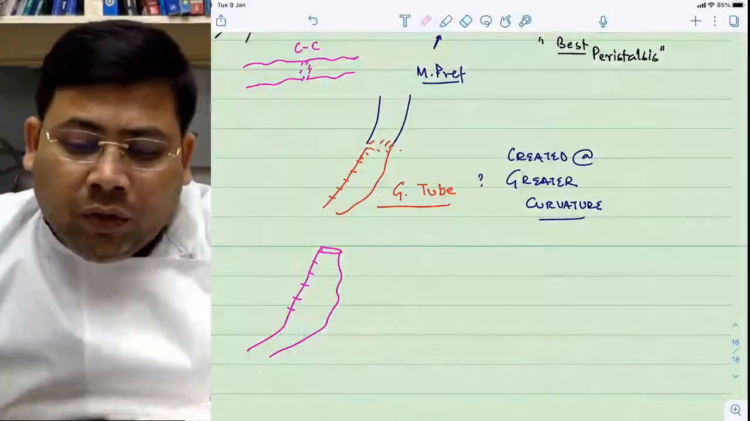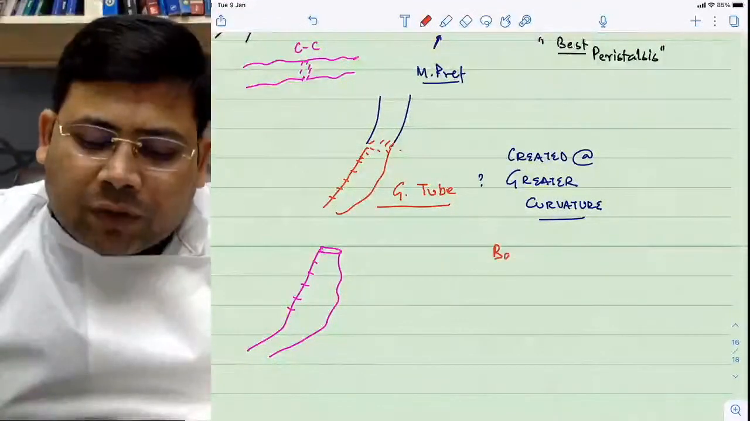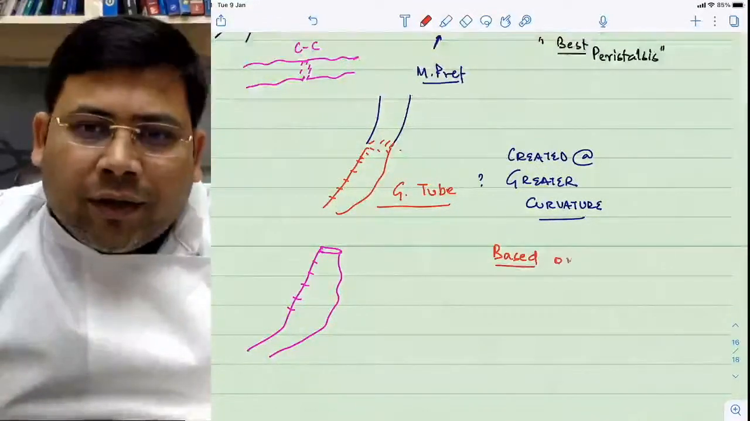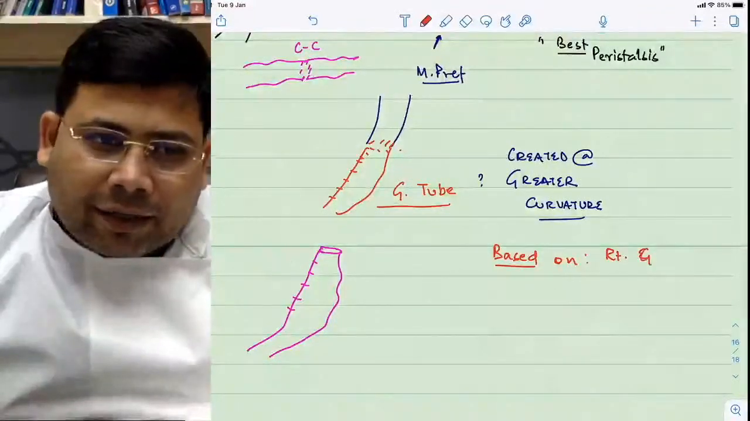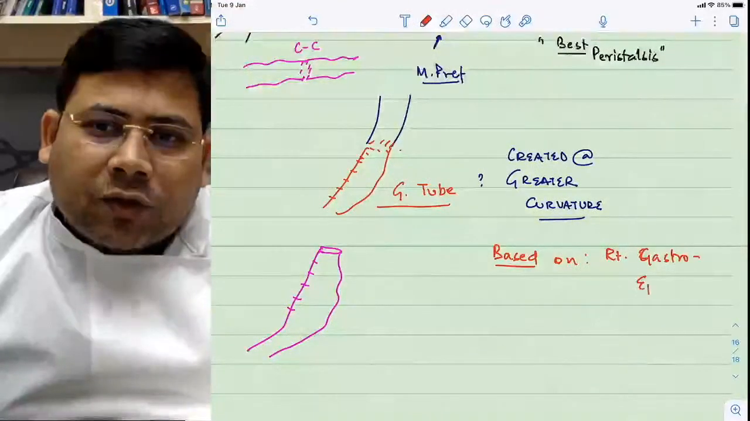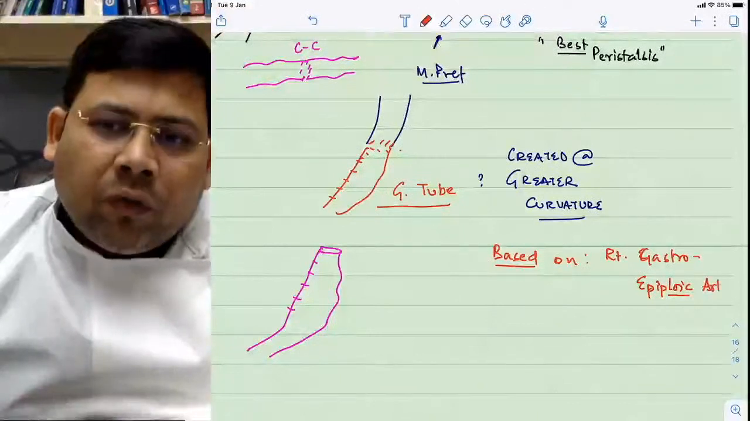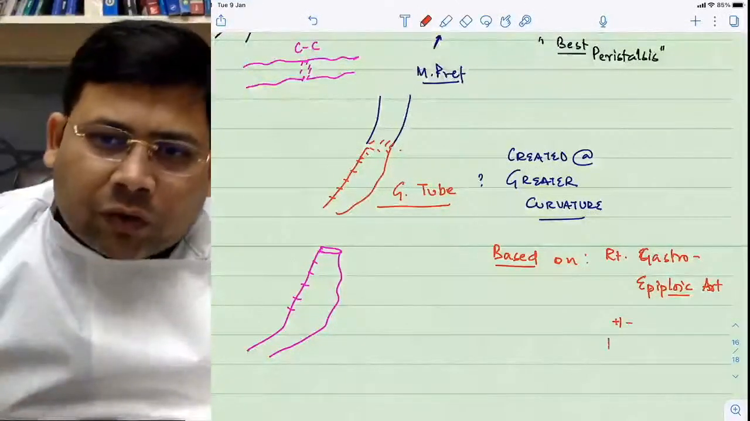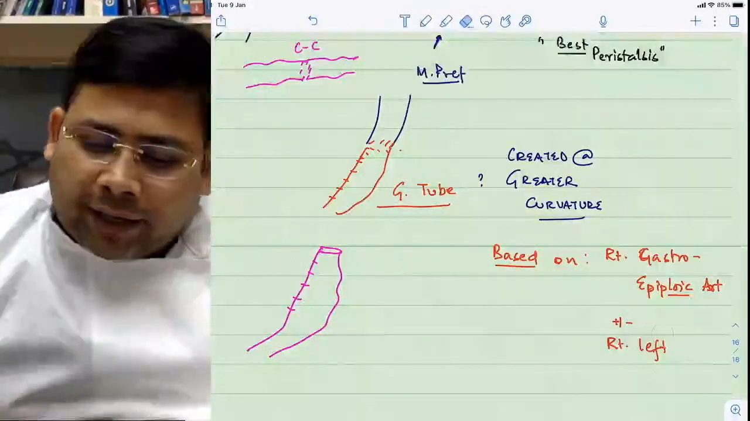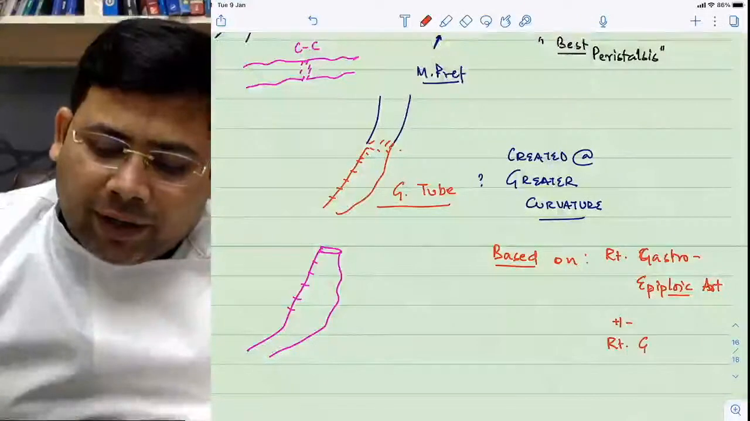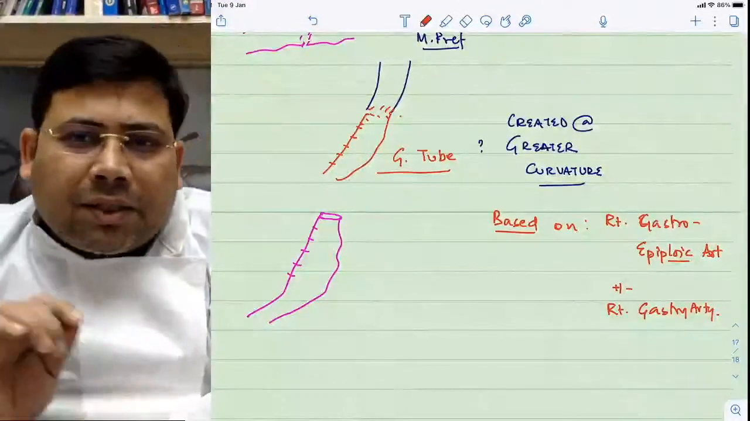Next, the important point during surgery you should remember is that this gastric tube is based on the right gastroepiploic vessel, so don't damage it. Sometimes it depends whether it is present or not. Sometimes it may also be harvested on the right gastric. Remember, the right gastric artery and right gastroepiploic artery are the main blood supply to the gastric tube.